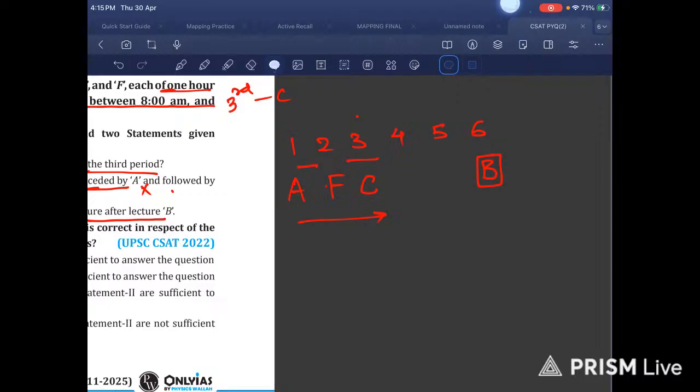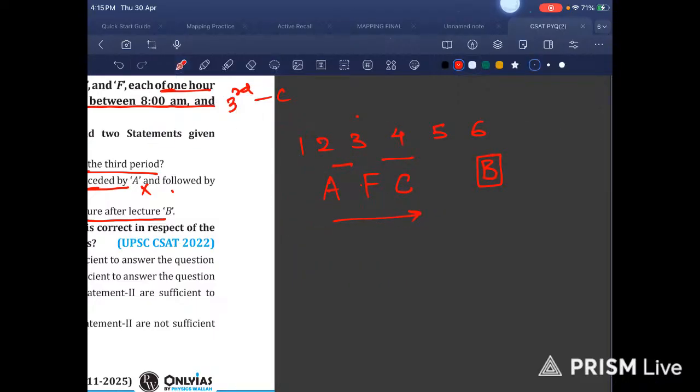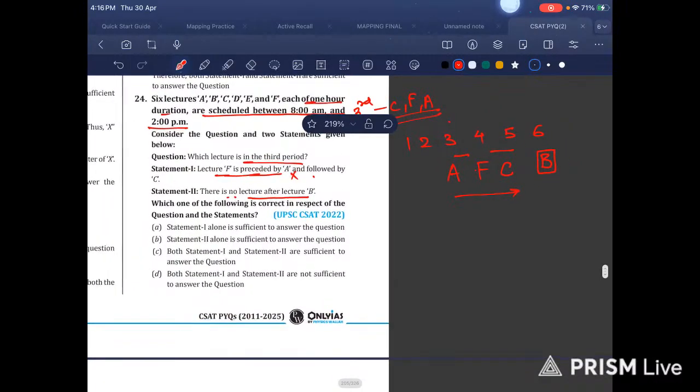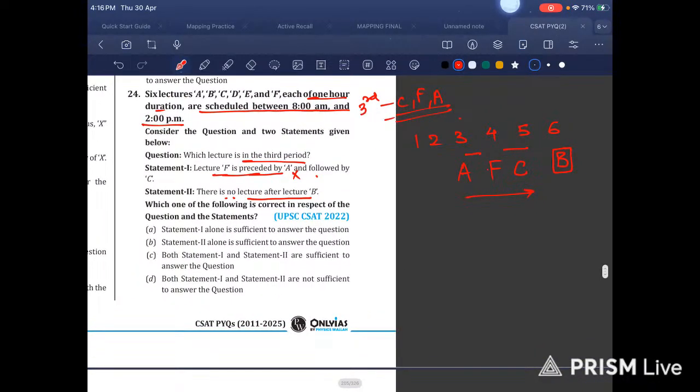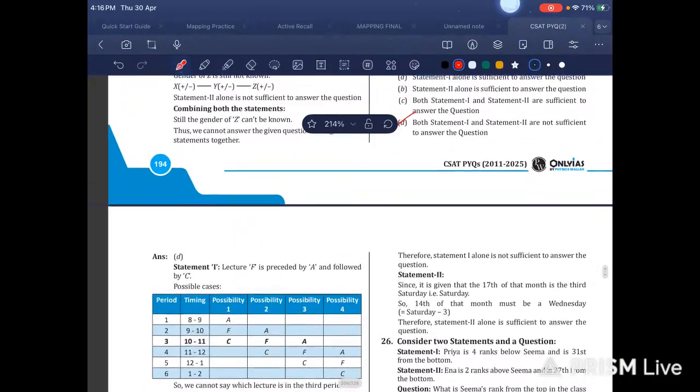And let me just do it like this. In this case you will have the third position with F, and then in this case you will have it as A. So you have three possibilities. That is why you cannot answer this question even by using both the statements together. So the option must be 24 D. 24 D is the correct one.